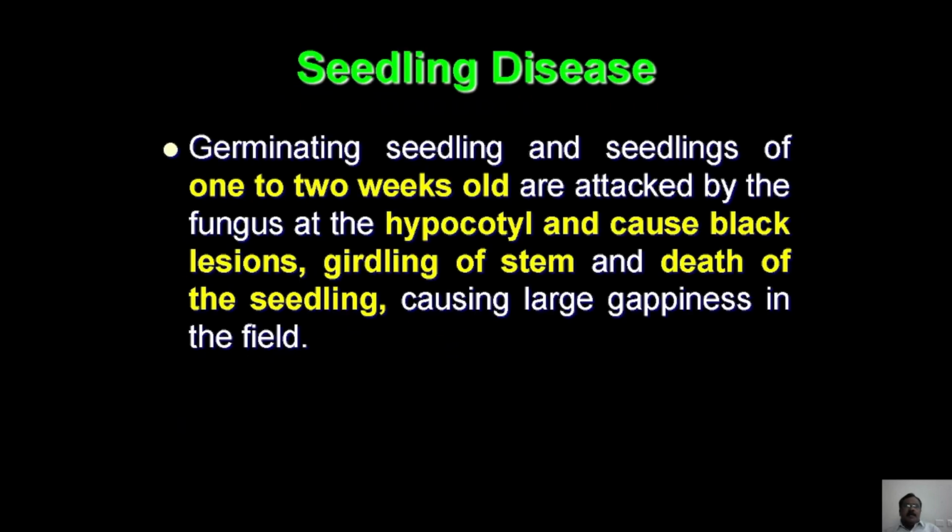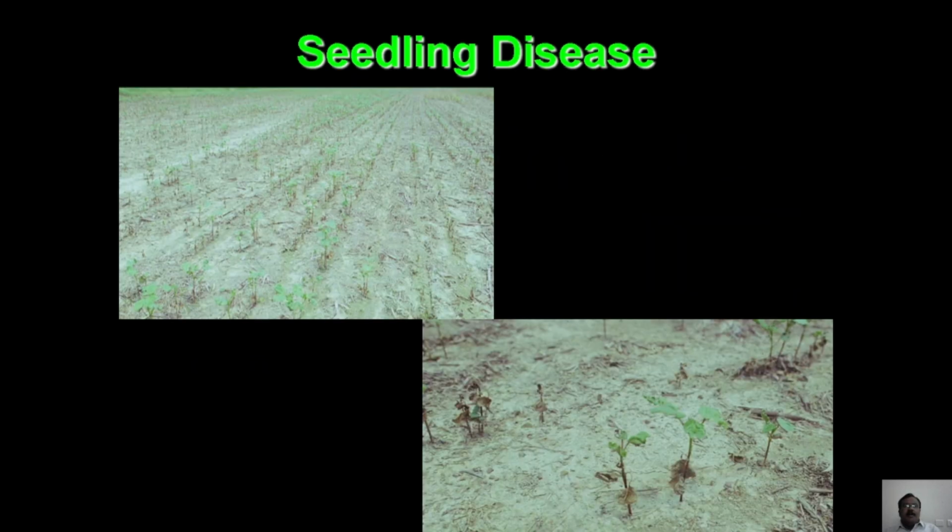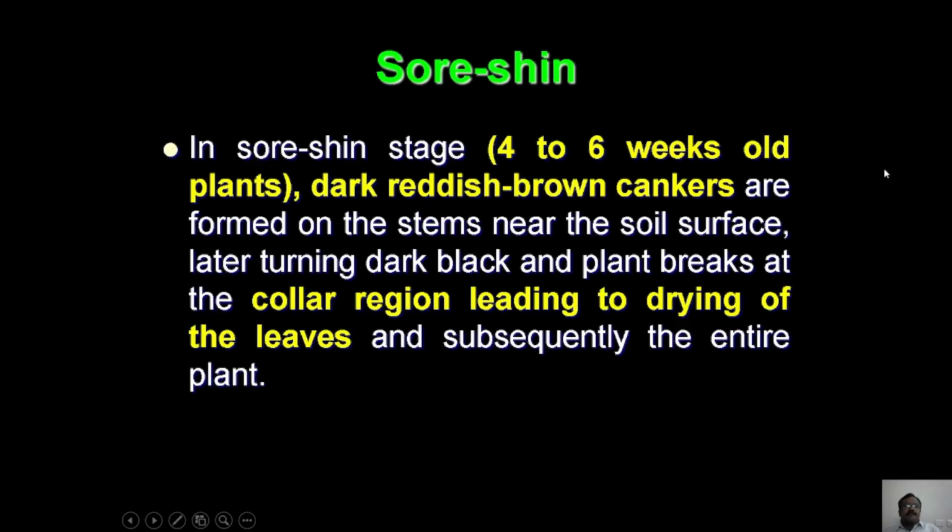the matured plants. The germinating seedlings and the seedlings of 1 or 2 weeks old are attacked by this fungus at the hypocotyl region, causing black lesions, ultimately resulting in girdling of the stem and death of the seedlings, which causes large gappiness in the field. And this is the infection of Macrophomina phaseolina in the field, where we could see the large gappiness due to death of seedlings. And the shin symptom is caused on the plant during 4 to 6 weeks after sowing.